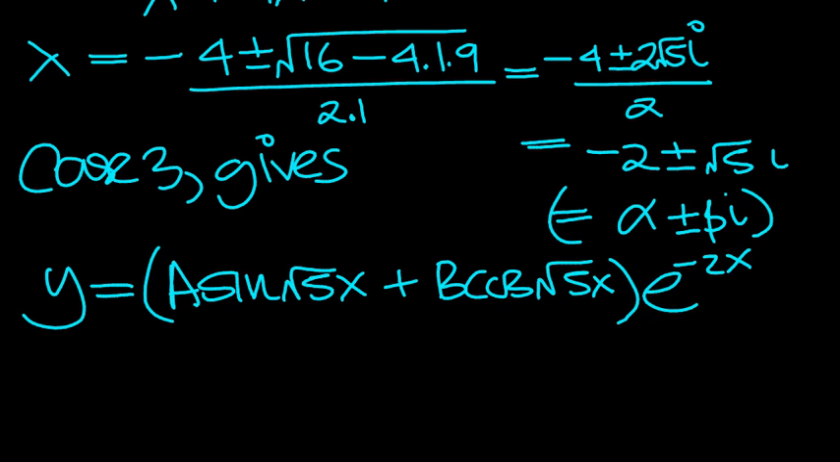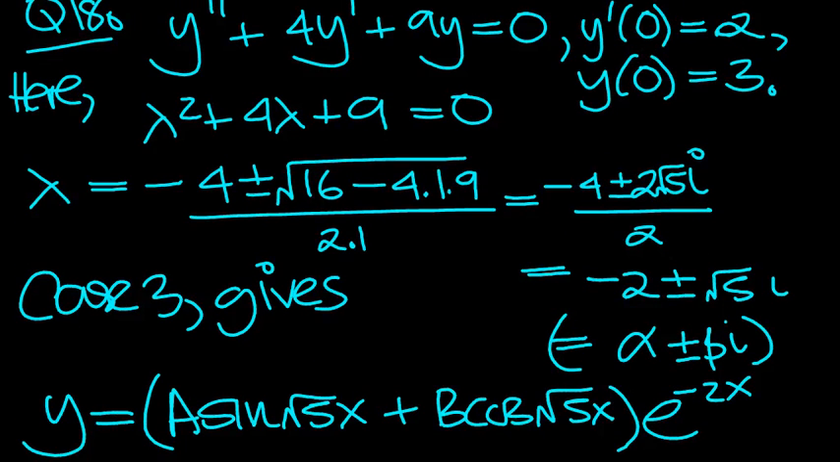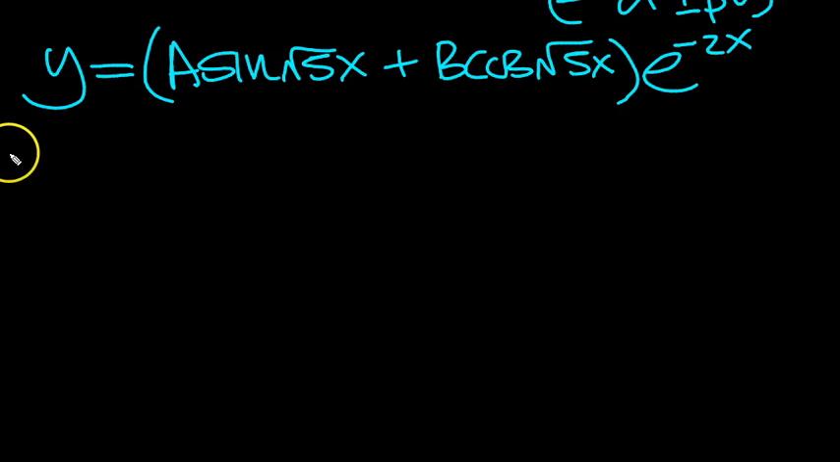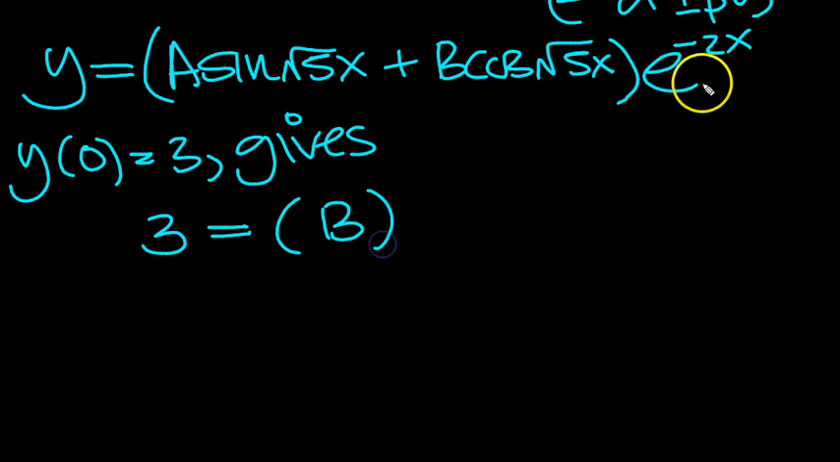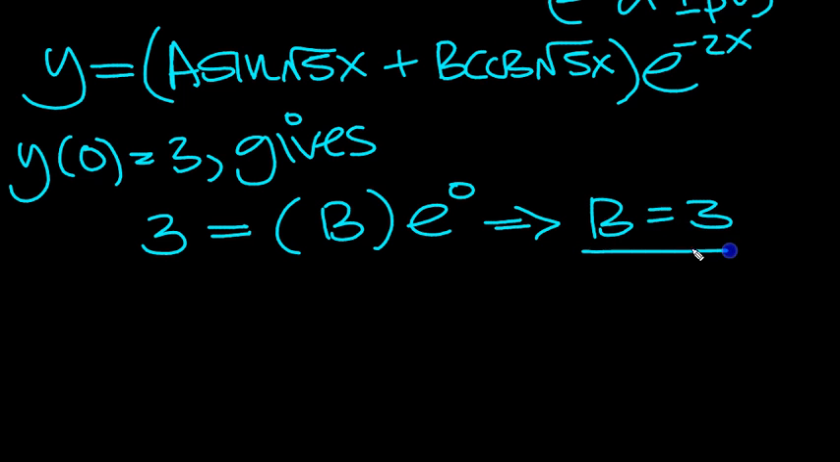There we go. Now we've got our initial conditions. Let's look at the first one. y(0) equals 3. So let's turn our attention to this solution. y(0) equals 3 gives, so 3, put that in for y. Sine 0 is 0. And then cos 0 will be 1 times b, which is b. e to the 0, which is 1. So that tells us then that b equals 3.